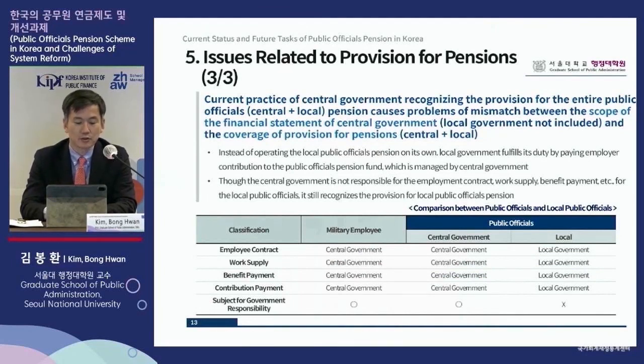And the last issue that I want to raise is inconsistency in recognized pension provision. The current practice of the Korean government is to recognize provision for the entire public officials, which is central government officials and local government officials. This causes a mismatch with the scope of the financial statement of the central government, because no other asset or liability of local government is recognized in the central government financial statement. Only this pension liability is recognized. So I don't think it is consistent in terms of recognizing liabilities and assets of local government.